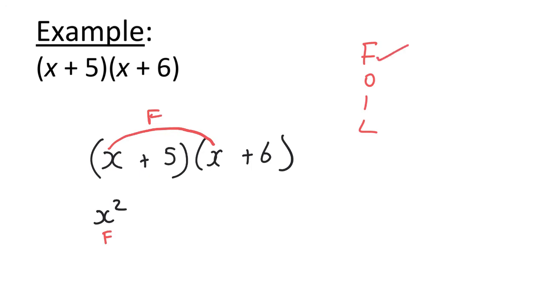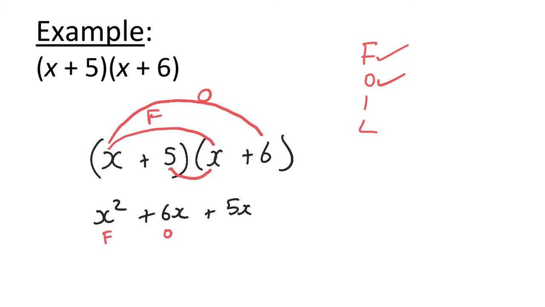Then we need to go to the outside terms. So that's the x and the 6. They're on the outside. And if we multiply x and 6 together, we get 6x. So that's the outer term. Then we need to go to the inner terms. So that's the 5 and the x. And they multiply together to give 5x.